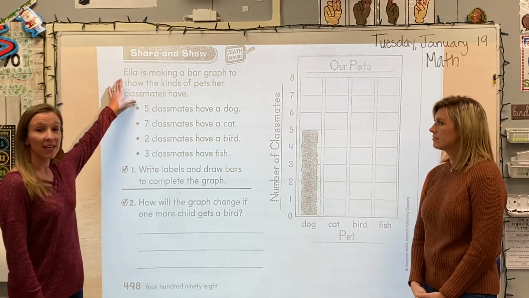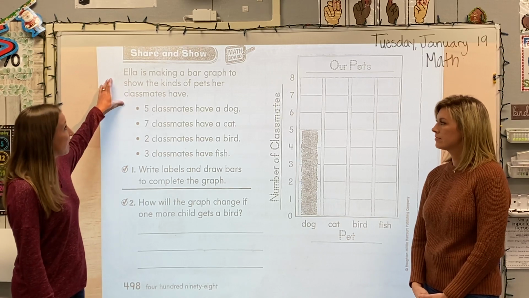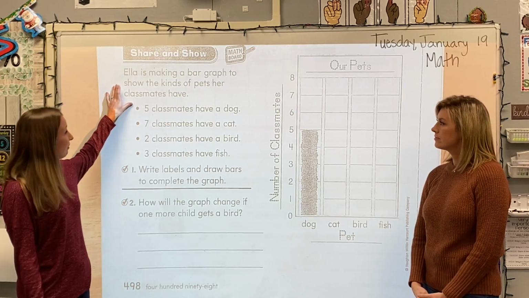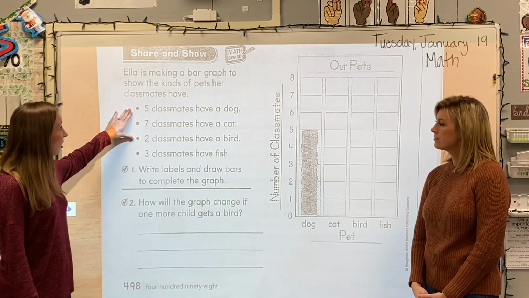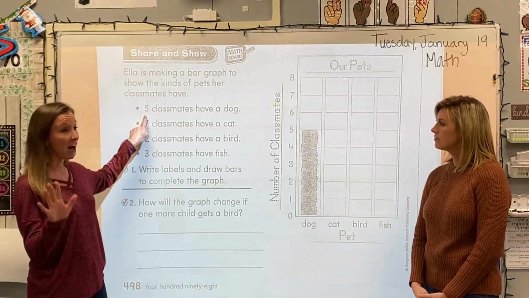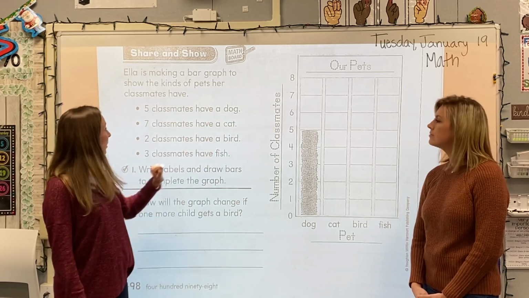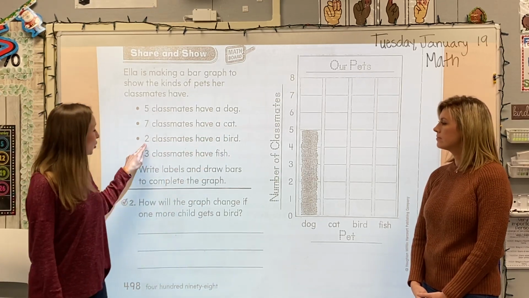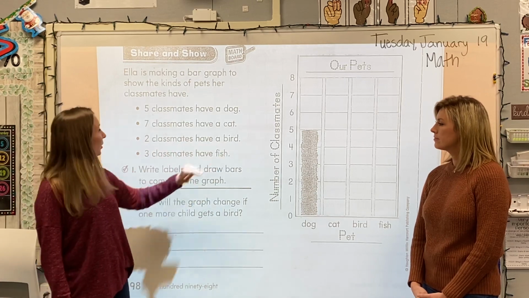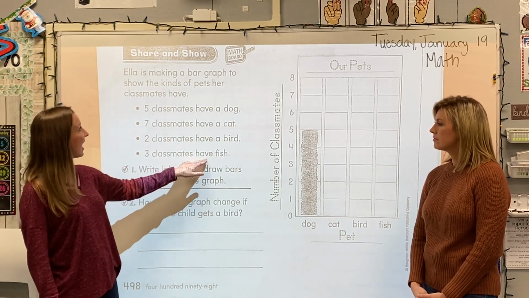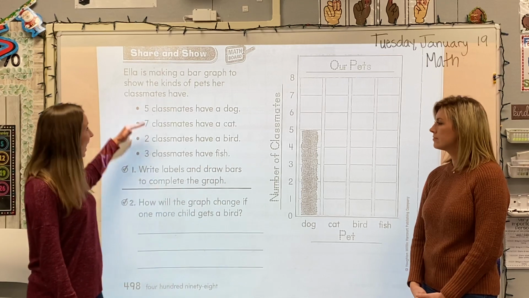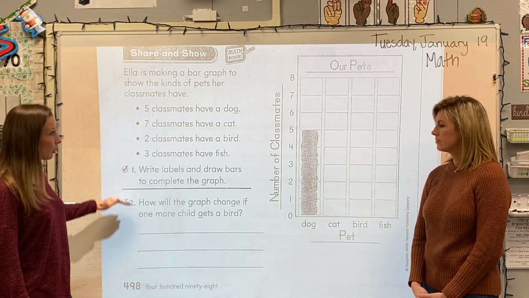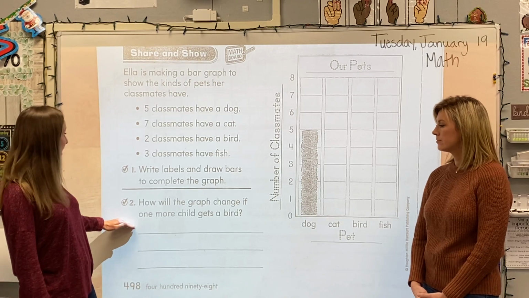The directions at the top tell us that Ella is making a bar graph to show the kinds of pets her classmates have. And down below it gives us all of the information. We know that 5 classmates have a dog. We know that 7 classmates have a cat. 2 classmates have a bird, and 3 classmates have fish. So we have all of the information that we need, and we're going to go through and answer the questions that are listed down below.